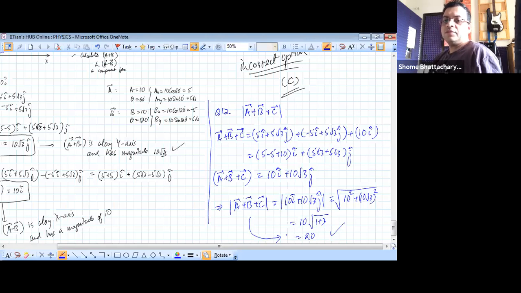नहीं बेटा, angle between A and B is 60. नहीं, incorrect option है बेटा वो. Option C is the incorrect option. Magnitude of A plus B is not 10, it is 10 root 3. Magnitude of A minus B is 10. A plus B का magnitude 10 root 3 बेटा, so it doesn't form an equilateral triangle.